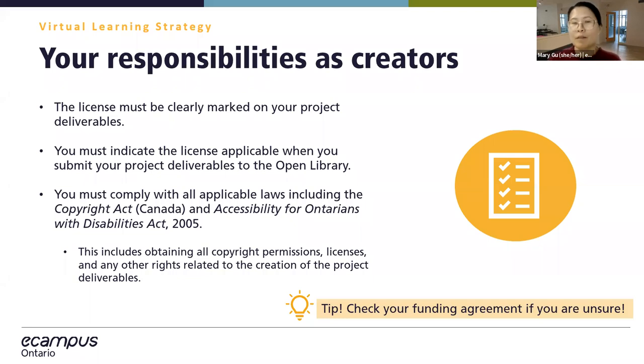And those who've been working with us will know that with the Open Library, if we find that information is not clear, we do reach out and engage with you in discussion about what license you want to use. Because this is a really important part of how information is shared and what is accessible through the Open Library.